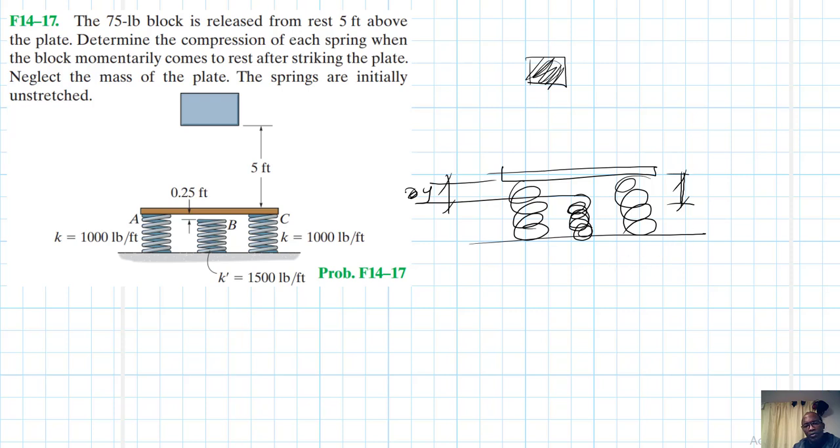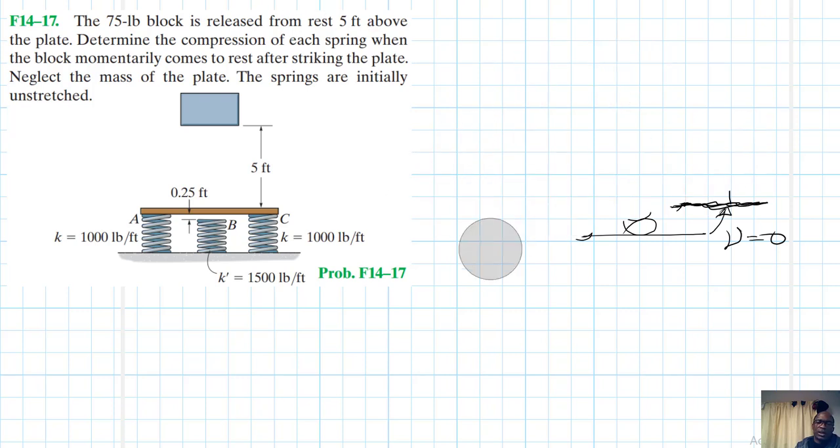As they get compressed, there'll be a point where they momentarily stop. As they come down like so, there'll be a point where they momentarily stop and then they start going up. It is at this point where we want to find this compression, okay? And at this particular point, v is going to be equal to 0. All the forces acting in this system are conservative, and therefore we can use the principle of conservation of mechanical energy. So let's go for it.